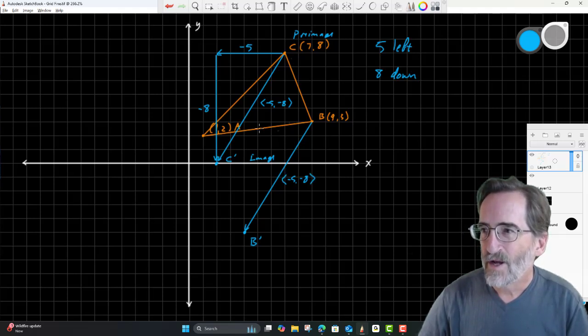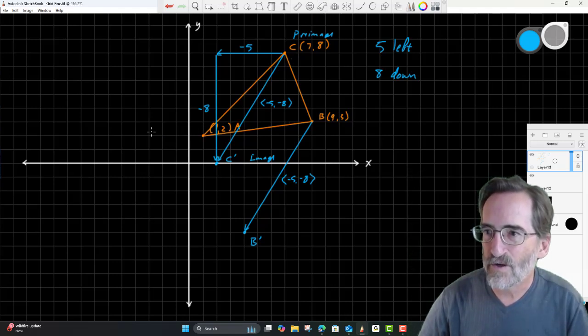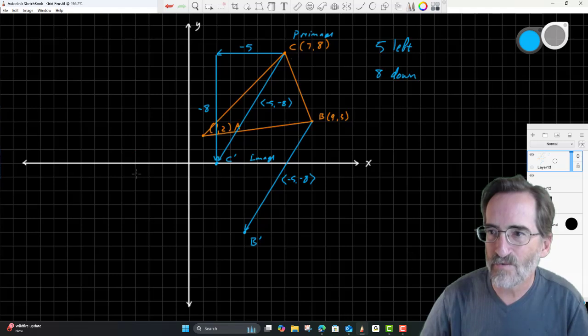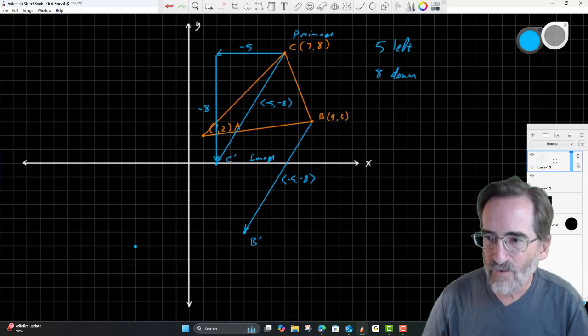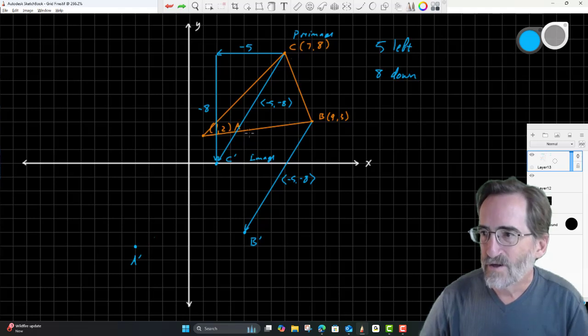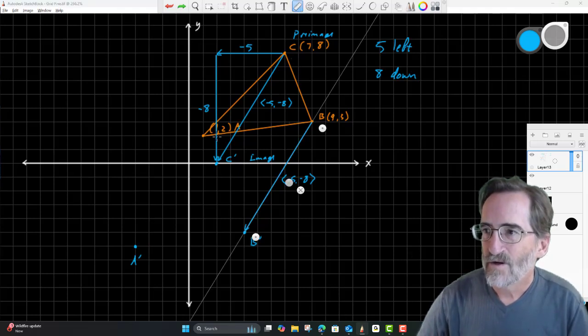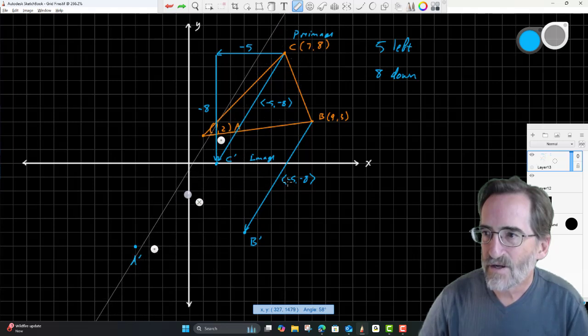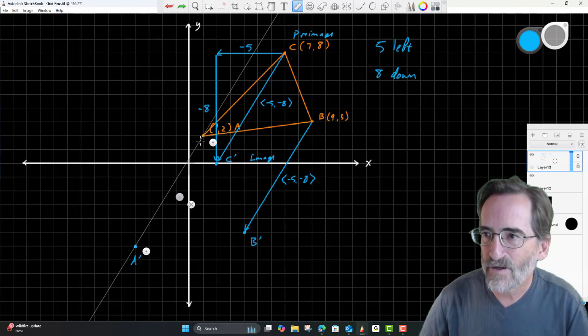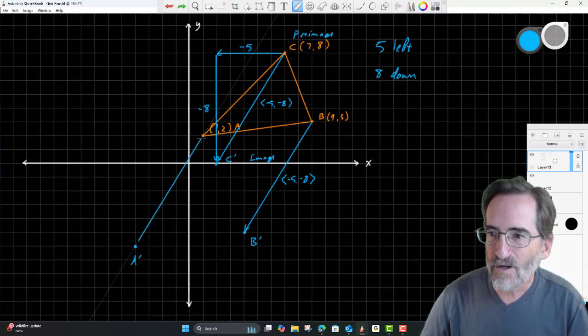And we can apply this to A as well to find the image of A. I'm going to move 5 to the left, 1, 2, 3, 4, 5, and 8 down, 1, 2, 3, 4, 5, 6, 7, 8. Here's A prime, the image of A, and its movement vector is right here. Notice I can take the tool and just move it and paste it right on, and it matches. It's parallel and it's the same length.